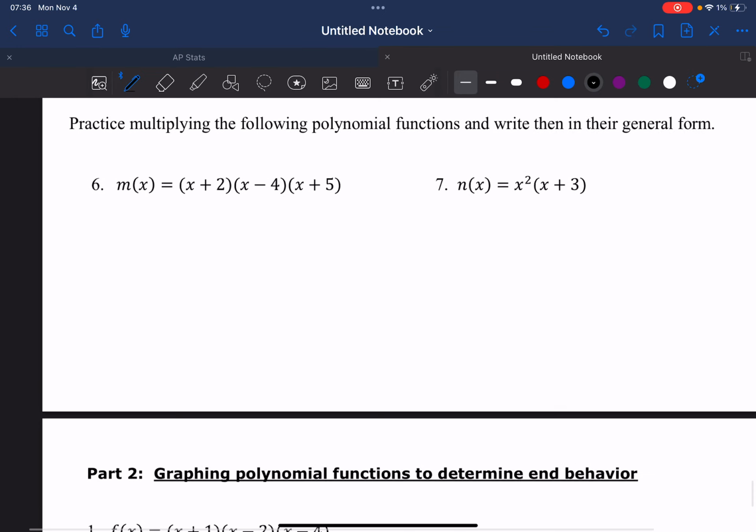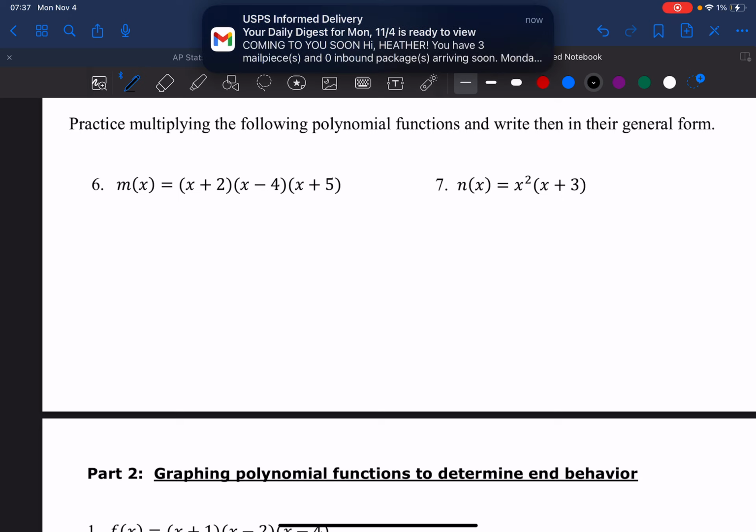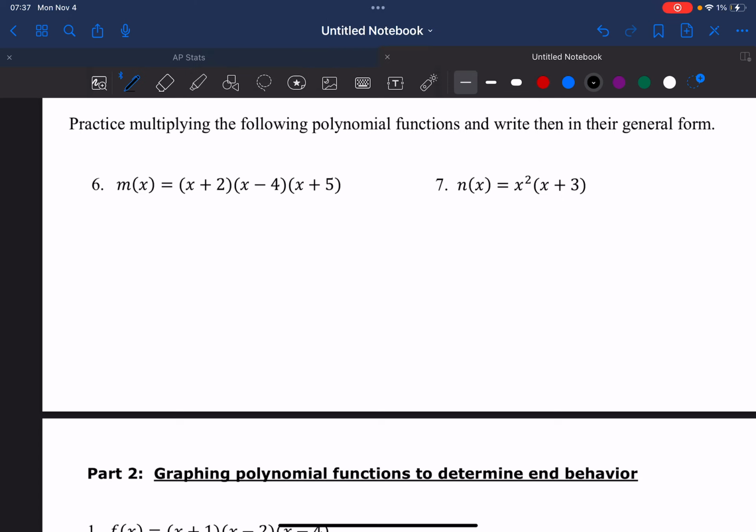On this next part, we're going to practice multiplying polynomials, and we want to make sure they are written in general form. So right now they're in factored form. We have to write them in general form. So in number 6, we have 3 parentheses being multiplied. Our instinct should be to use the FOIL method. However, we can't use the FOIL method on 3 parentheses. So we're going to start with the first 2, FOIL them, and then whatever answer we get, we're going to FOIL into the third parenthesis.